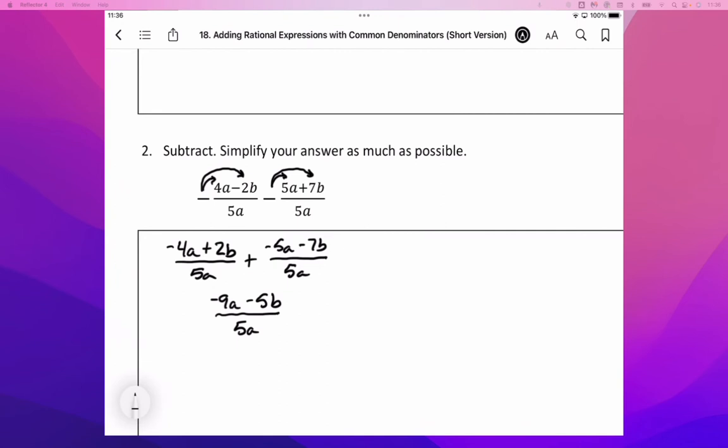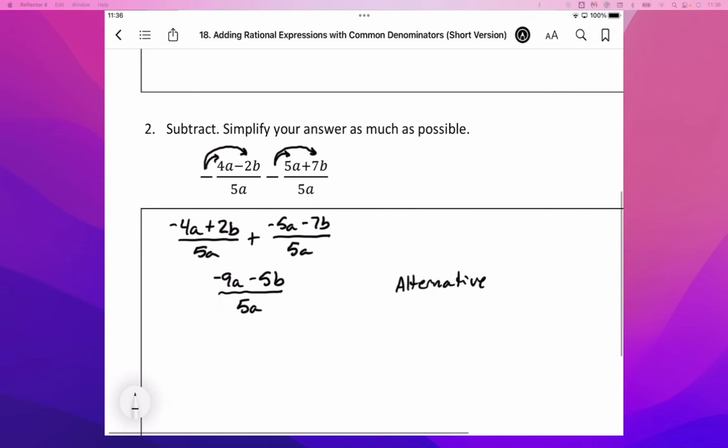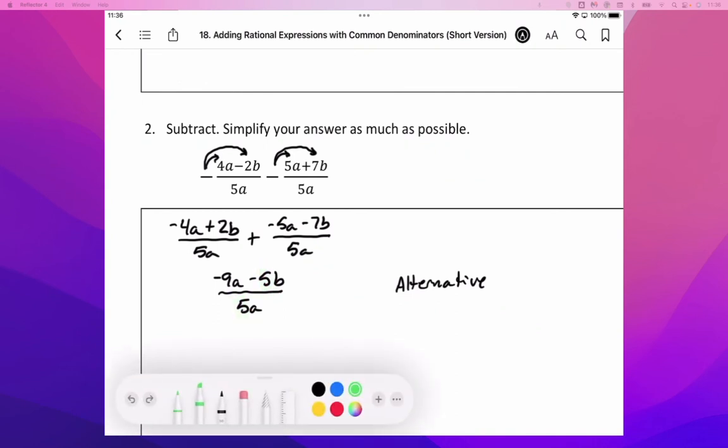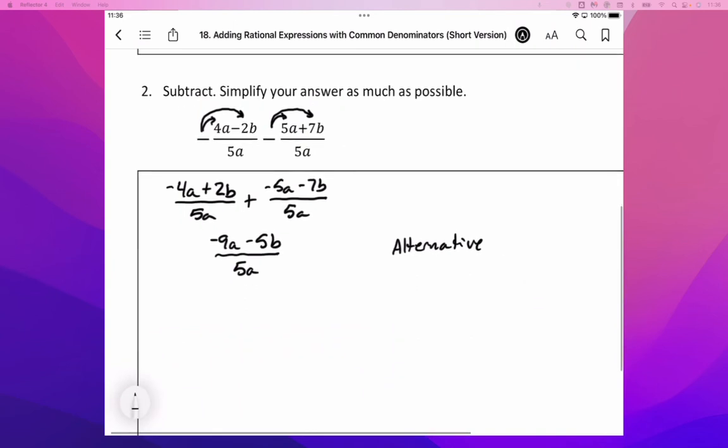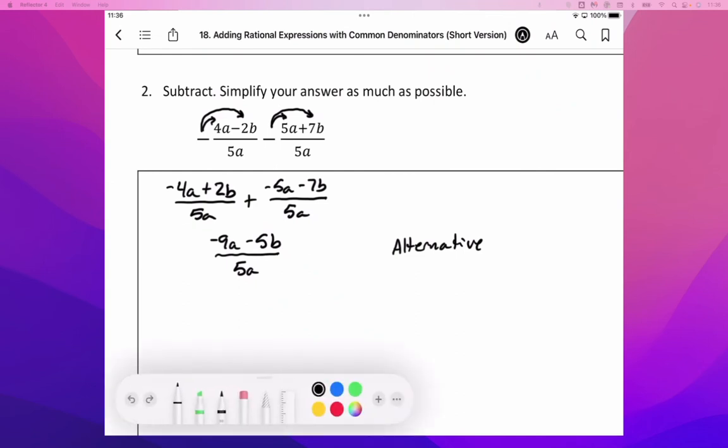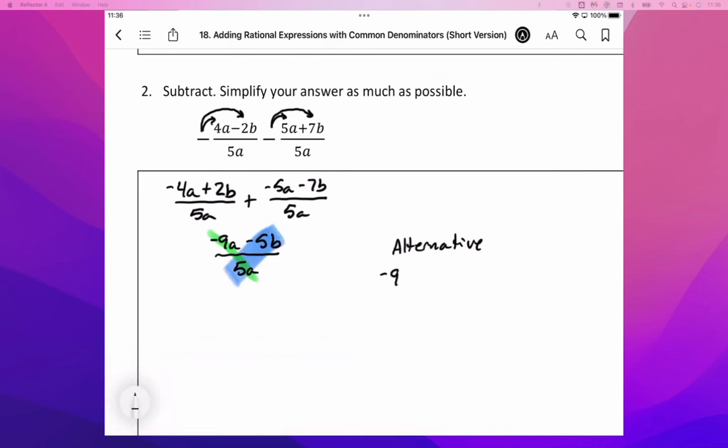I do want to take just a moment and show you an alternative. And I don't know if Alex will want this or not, but one thing you could notice is that we have a 5 right here and a 5 right here. This is getting in the weeds a little bit. I'm actually going to delete this piece from my answer key, but just for the purpose of the video, if you wanted to split this fraction, you could say that we're going to take that and put it over the denominator, we're going to take that and put it over the denominator, and we will end up with an equivalent fraction, negative 9a over 5a plus negative 5b over 5a.